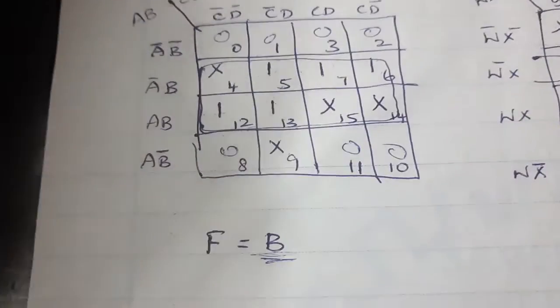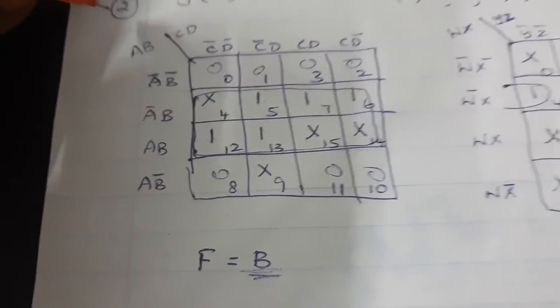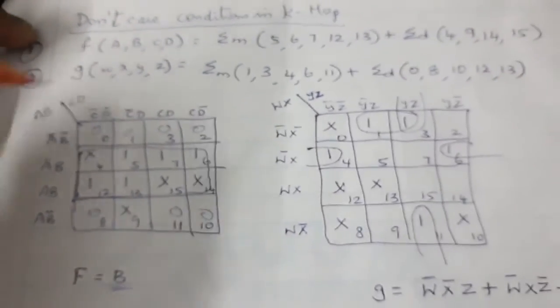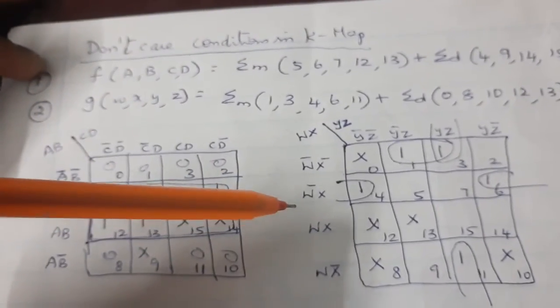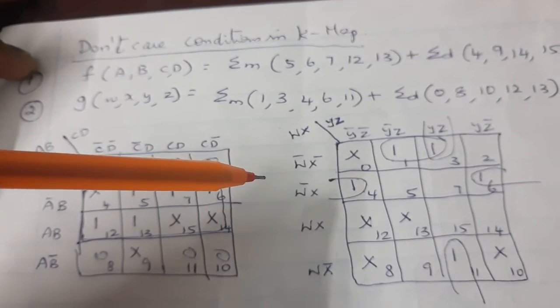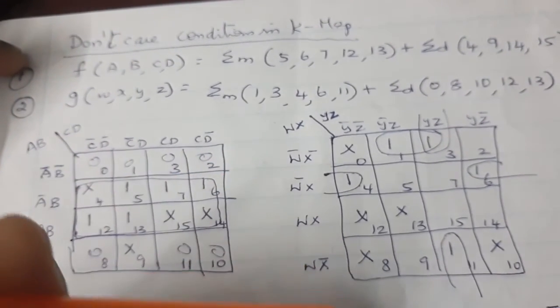Okay. The second problem is left as an assignment for you. You sit and work it out and see. I have given you the method. Now you slowly start doing it by yourself and check whether this answer is correct. Okay. Thank you.